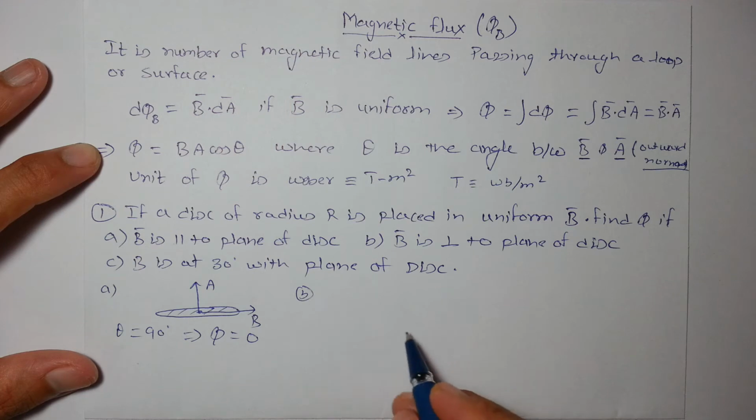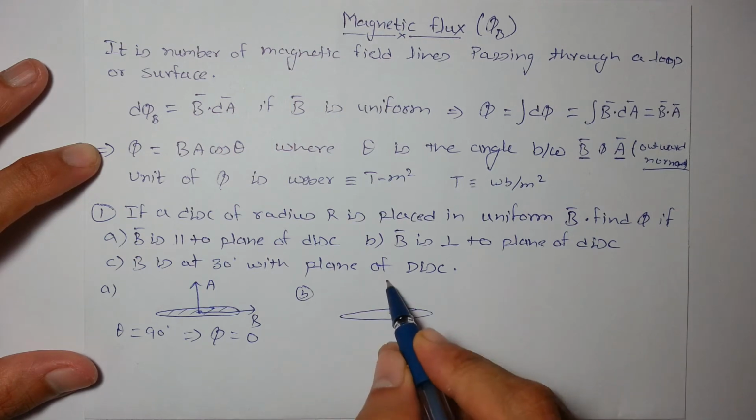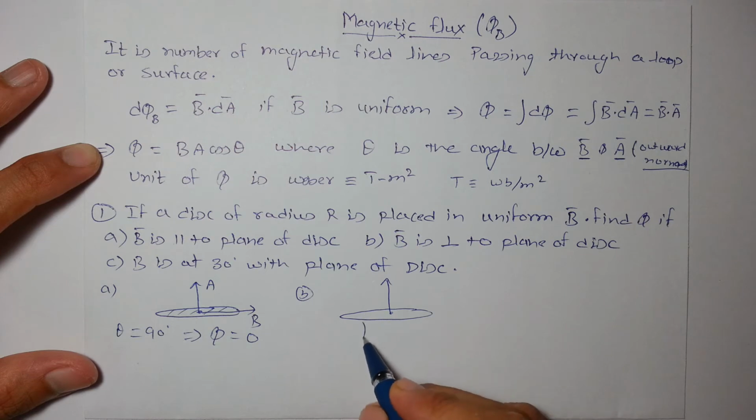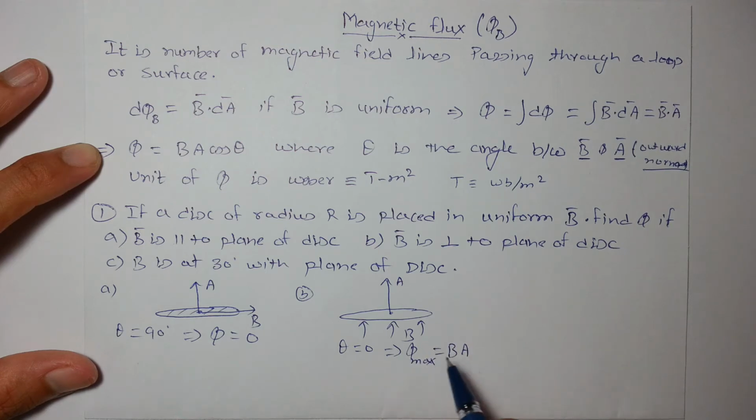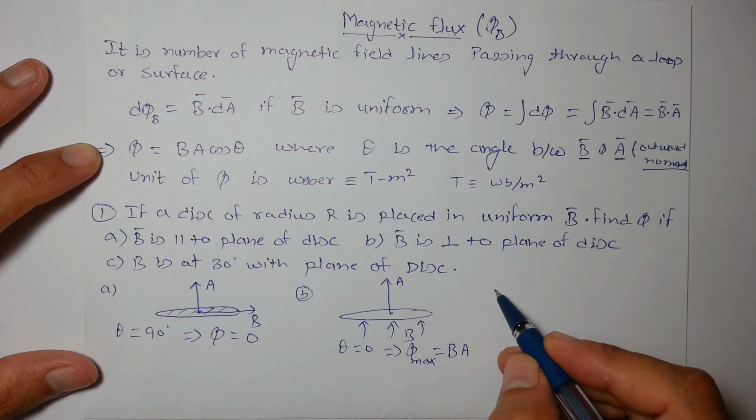In the next case, the field is perpendicular to the plane, meaning this is the direction of field, area vector is this, and as both are parallel we can write theta as 0 and the flux will be maximum, which is BA or B into pi r square.